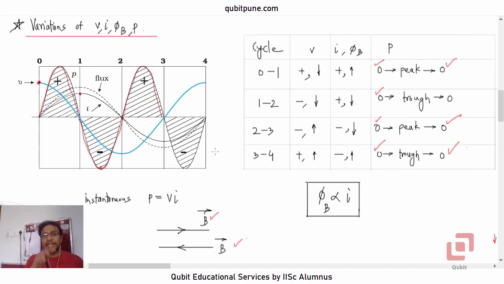If you understand this, then you can very easily understand the same or similar graph of purely capacitive circuit. Hey, understood?